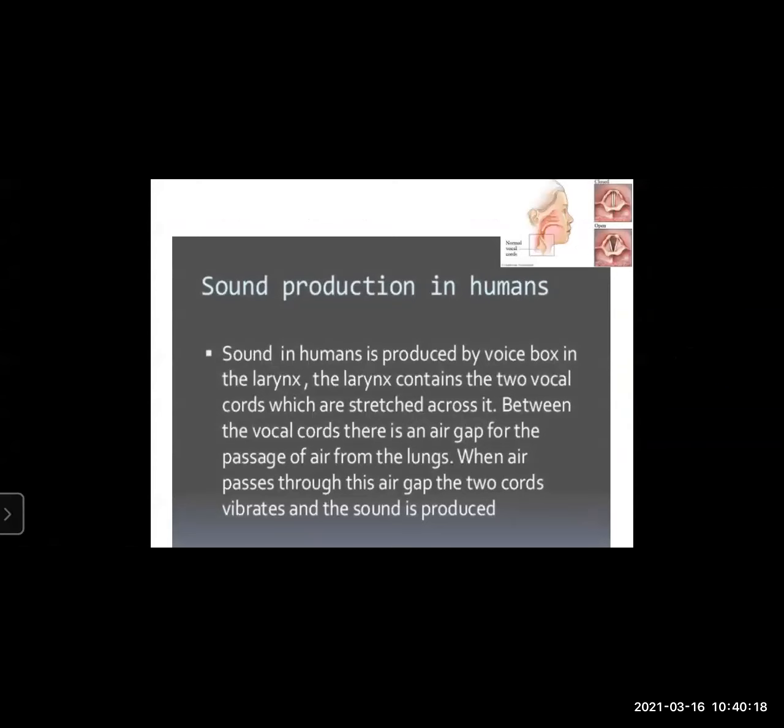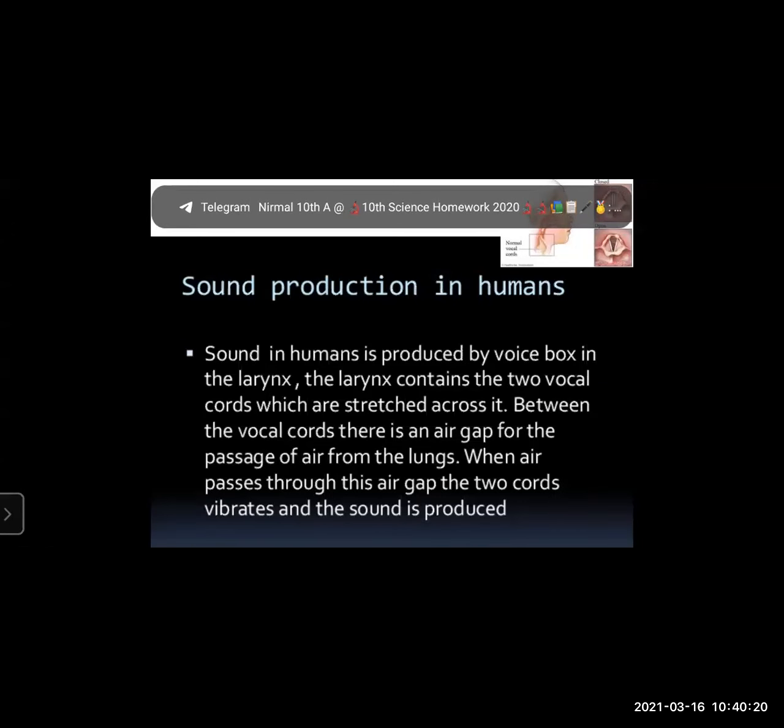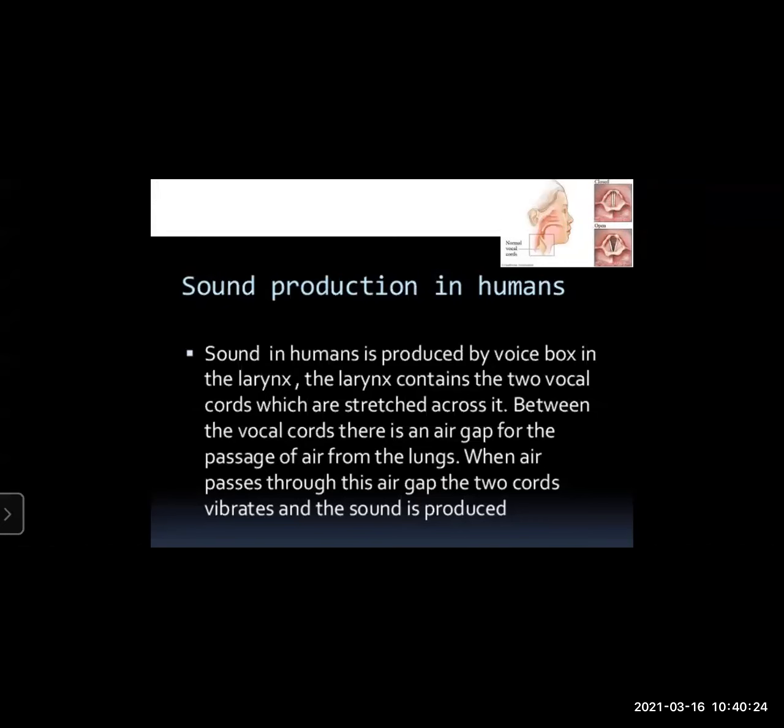Now in human beings, sound is produced by the voice box in the larynx. The larynx contains two vocal cords which are stretched across. Between the two vocal cords there is an air gap for passage of air from the lungs. When air passes through this air gap, the two cords vibrate and the sound is produced.